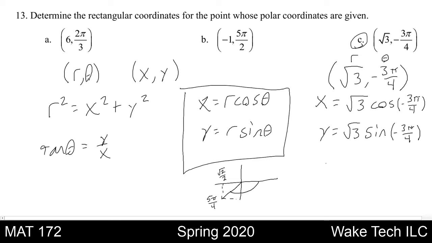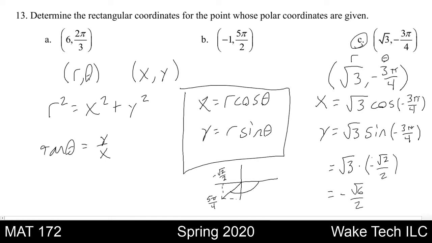What we have next then is to just fill in the blanks. Since the cosine and sine values are the same, both of these are going to equal the square root of 3 times negative square root of 2 over 2, because we're in the third quadrant. So we have negative square root of 2 over 2, and we can simplify this to simply negative square root of 6 over 2.